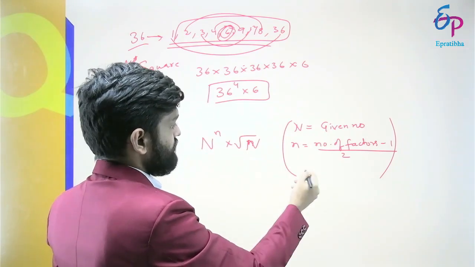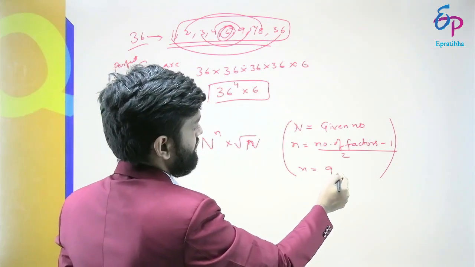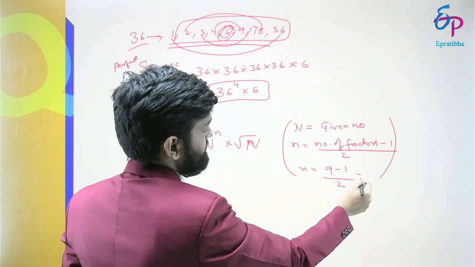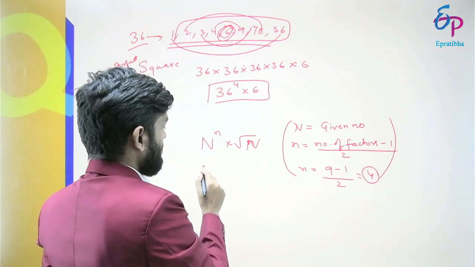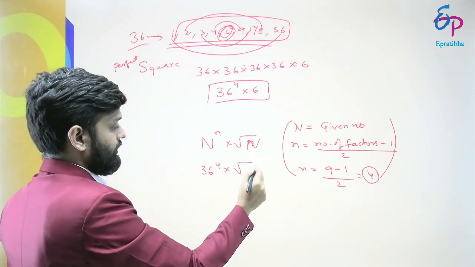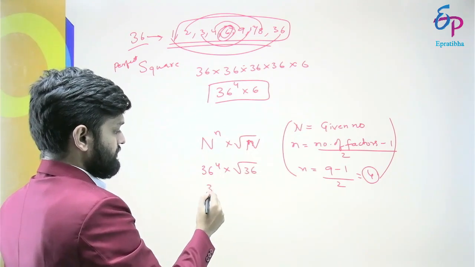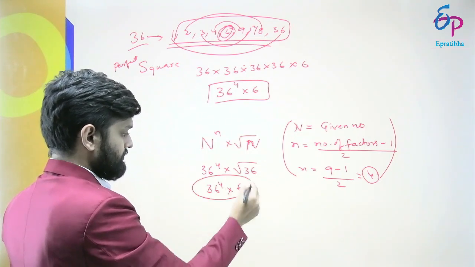So capital N we know. Small n is how many factors are there? If you count, 9 factors are there. 9 minus 1 by 2, it is 8 by 2, that is 4. So what is the formula? Capital N is 36, so 36 power 4 into root 36, that is 6.